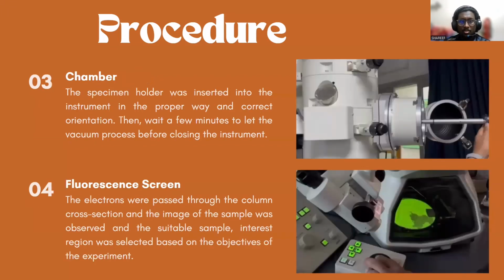The specimen holder is inserted into the instrument in the proper way and correct orientation. Then wait a few minutes to let the vacuum process finish before closing the instrument. The purpose of the vacuum is to get a very clear image on the fluorescent screen and to get very concentrated electrons at the particular area. And finally, the fluorescent screen: the electrons will pass through the column cross section and the image of the sample is observed. The suitable region of interest is selected based on the objectives of the experiment.